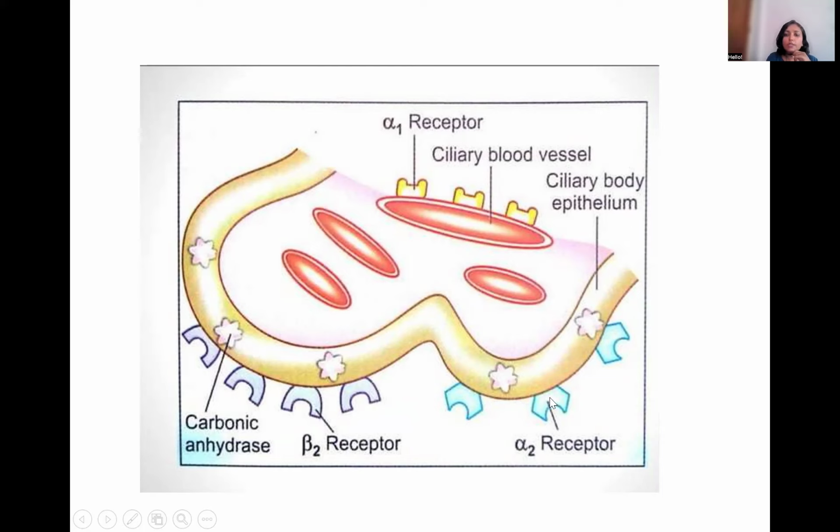Now, this epithelium consists of alpha 2 receptors. So, you have both the alpha receptors here. Then you have beta 2 receptors here. And then you have the carbonic anhydrase enzyme. Let's see the significance of all these.